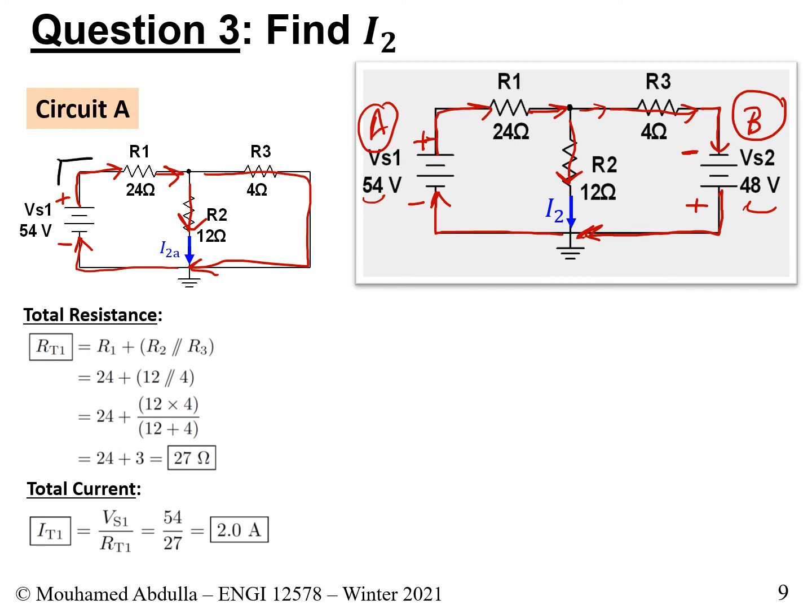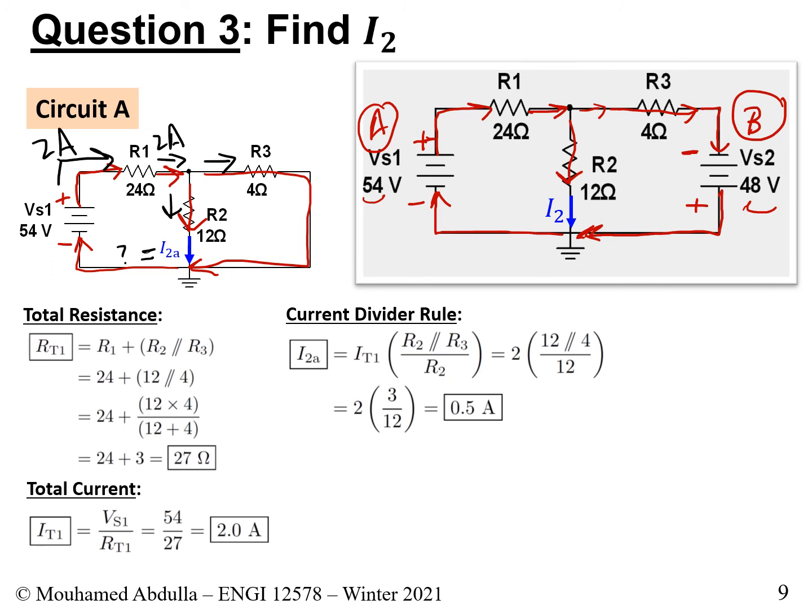So here, the current is 2 amps. And therefore, this part here is really 2 amps. Part of the 2 amps will go here, and the other part of the 2 amps will go into resistor R3. So we are curious to know what this part is, and we could simply use the current divider rule to figure out what this I2A is.